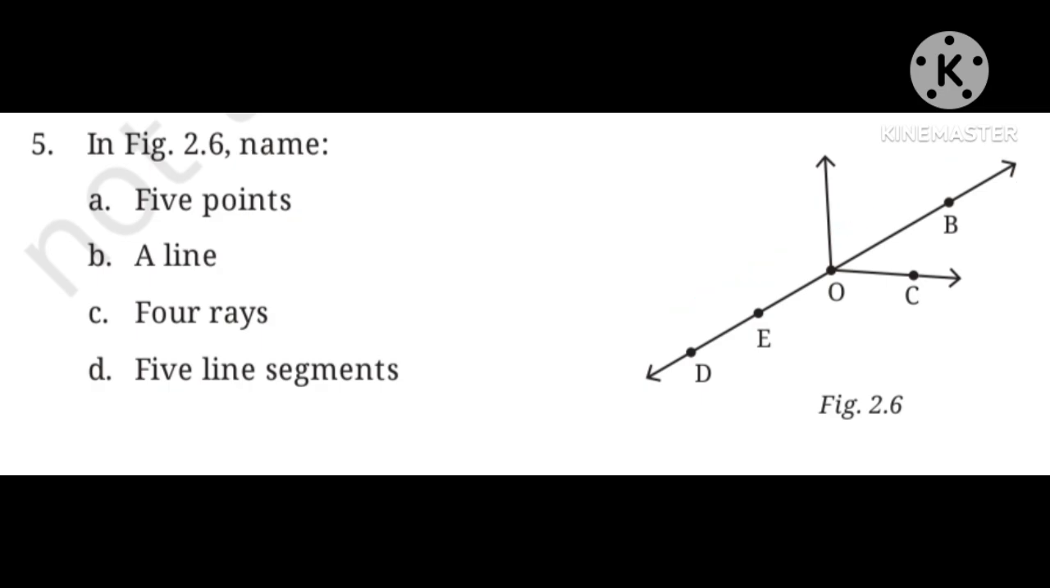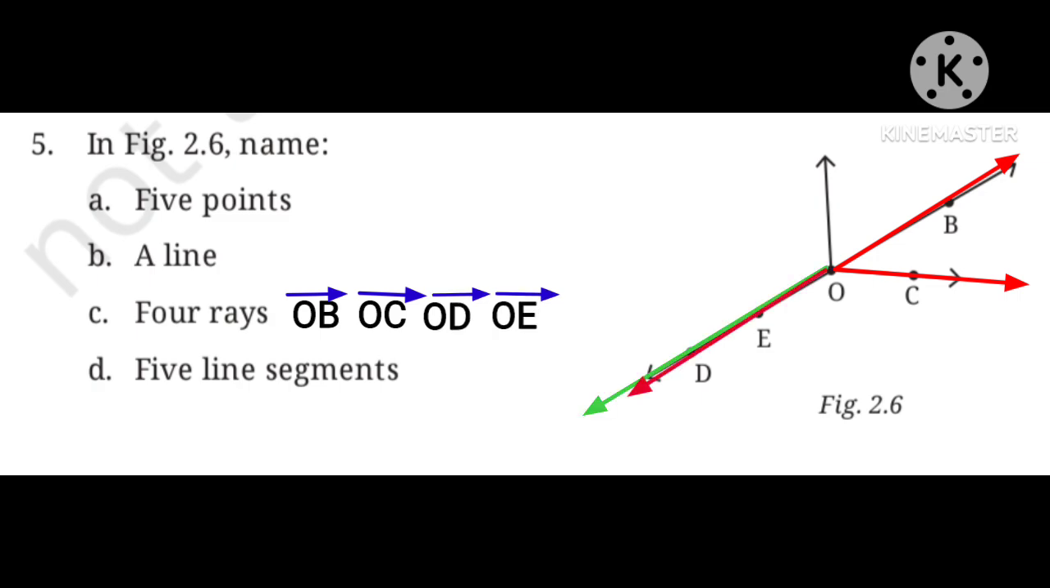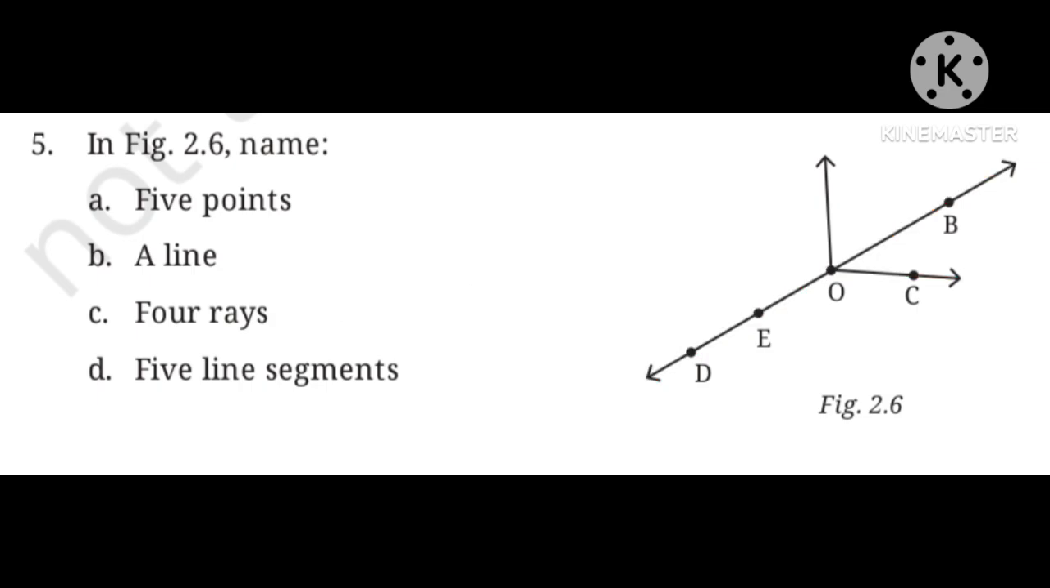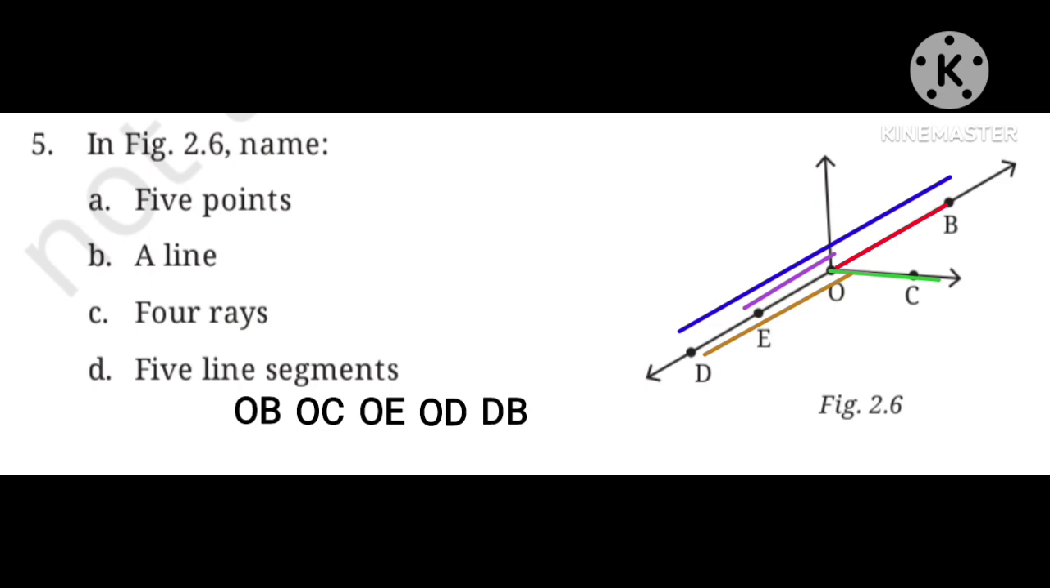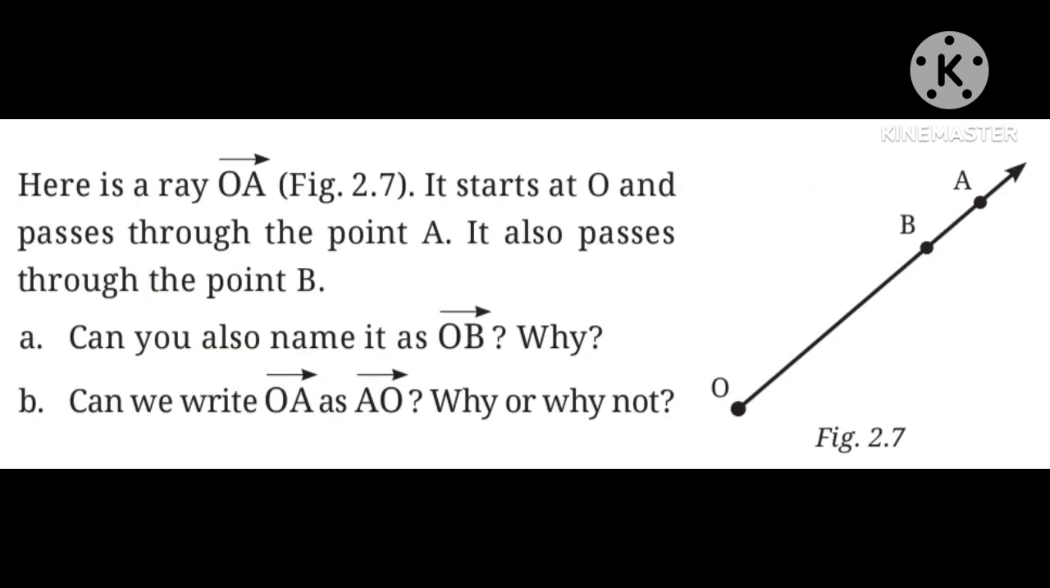Our third part, name 4 rays. By definition, we know that a ray has one endpoint and the other end goes on endlessly. Here, OB is a ray, OC is a ray, OD is a ray, and OE is a ray. For all these rays, O is the starting point. Our next part, name 5 line segments. OB is a line segment, OC is a line segment, OE is a line segment, OD is a line segment, and DB is a line segment.